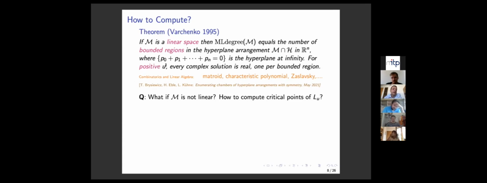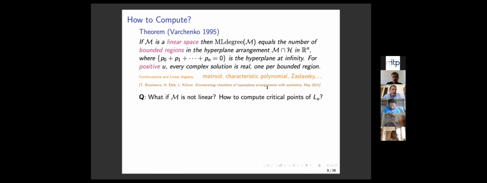Moreover, if the data are positive, which they are in statistics, every complex solution is real, and there's one per bounded region. Now, this relates to a lot of nice combinatorics. A couple of keywords are matroids, the characteristic polynomial, and Zaslavsky's theorem that has made its connection to this community. I want to advertise a recent work by Taylor Brysiewicz, Holger Eble, and Lukas Kühne, who wrote an amazingly fast piece of code in Julia that just came out for computing the characteristic polynomial, hence the number of chambers.